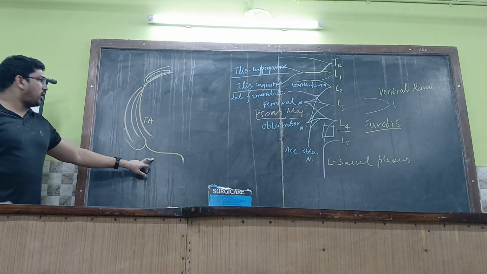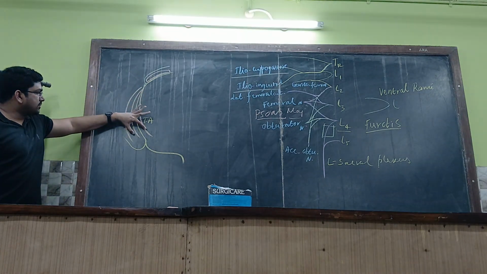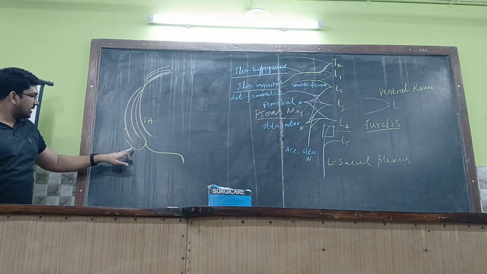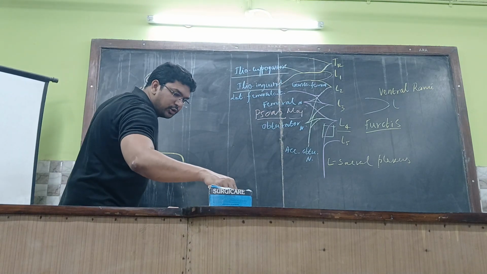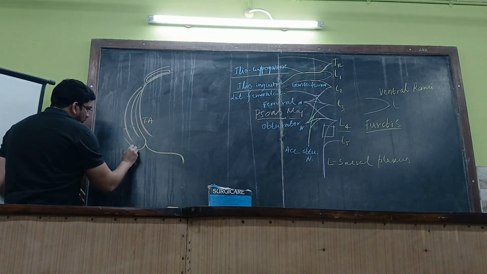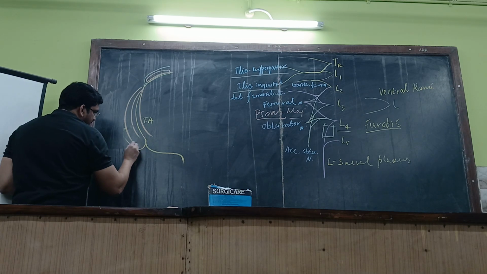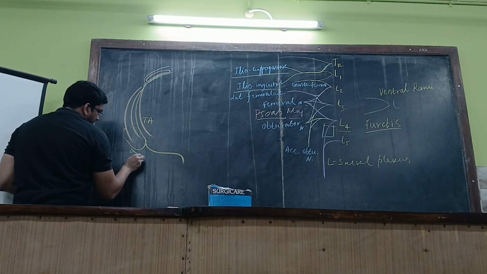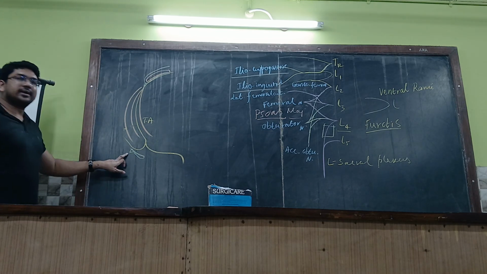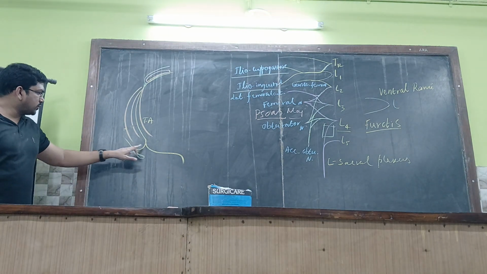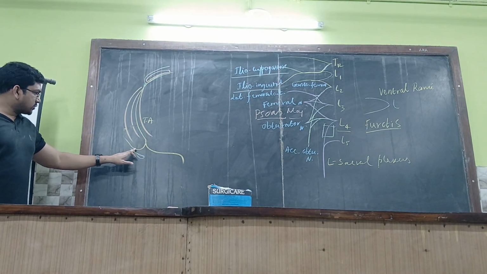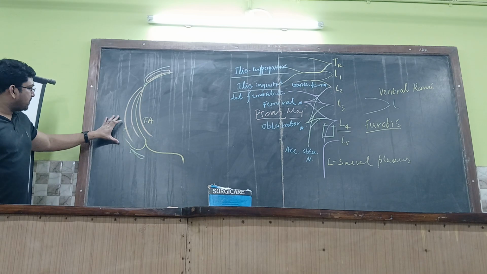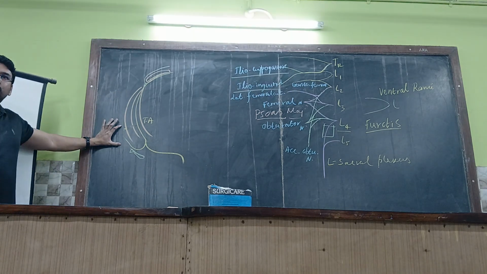The iliohypogastric nerve we have seen already. It is passing in between the transversus abdominis and internal oblique over here. But whenever it is reaching the tubercle of the iliac crest, for example, this is the tubercle of the iliac crest. Just behind the tubercle of the iliac crest, it will be giving rise to a branch over here, which will be supplying the front aspect of the gluteal region.